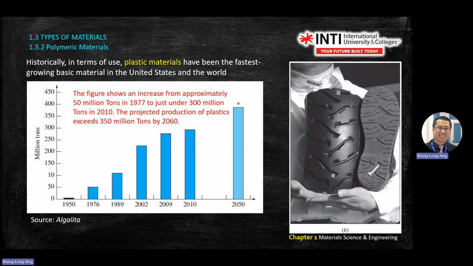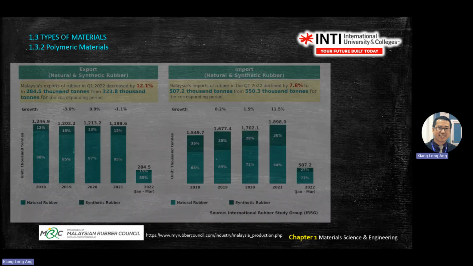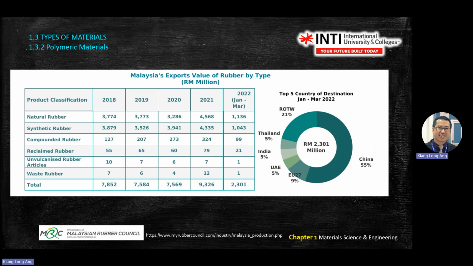Because in Malaysia, we are producing a lot of rubber raw materials. So it's one of our economic growth. So this is the Malaysia rubber production. This one I take from the Malaysian Rubber Council. All this data you can read later. Okay, this one is up to last year, March.